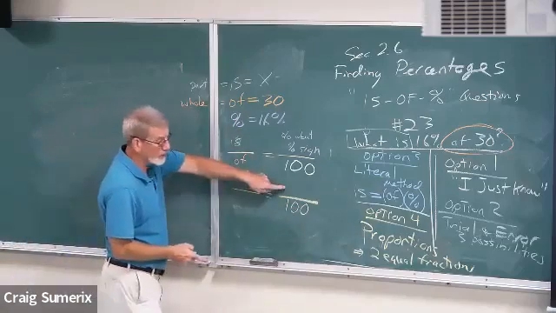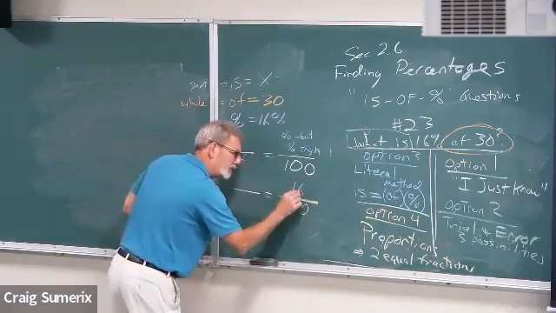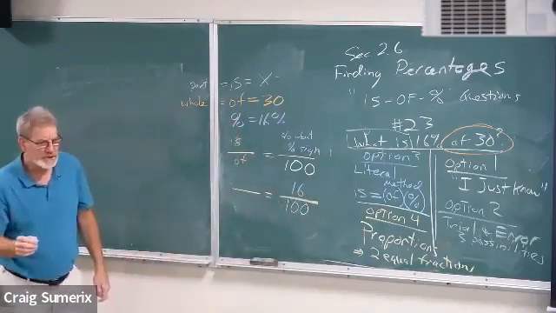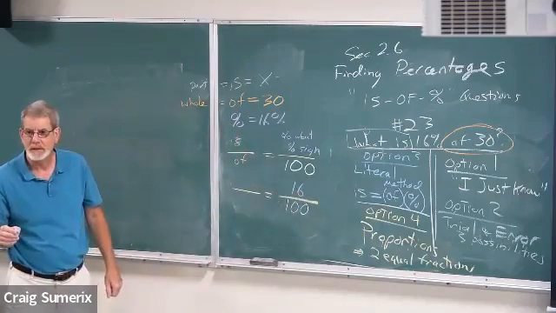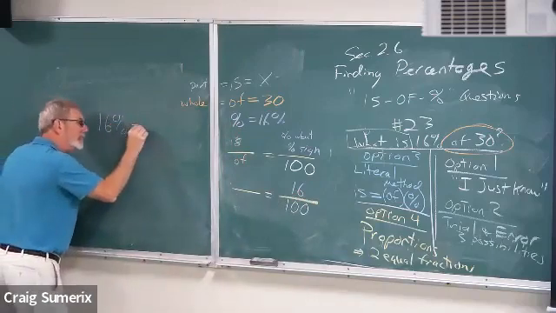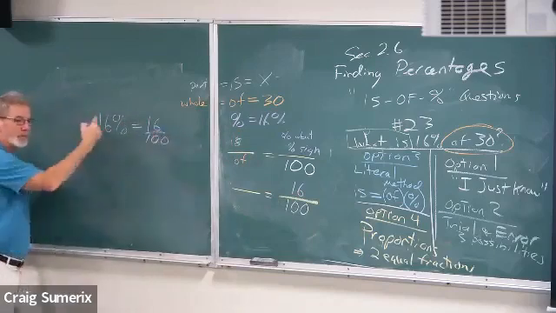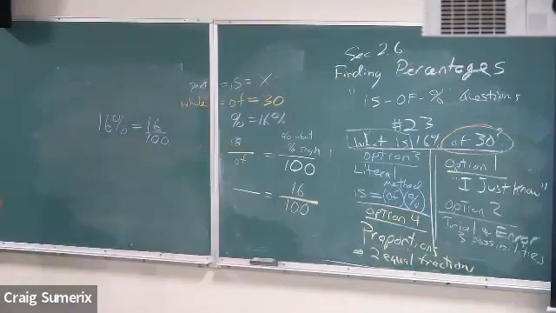Well, what goes above the 100? Just 16. Now, why can we do that? Why can we just drop the percent sign? Didn't we say earlier 16% means 16 out of 100? By putting it over 100, we're just changing it to fraction form. We don't need to do it with percent.